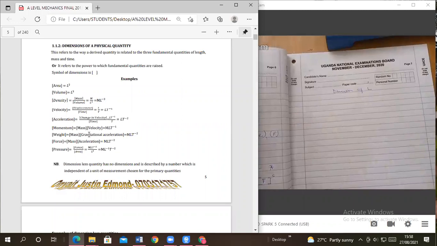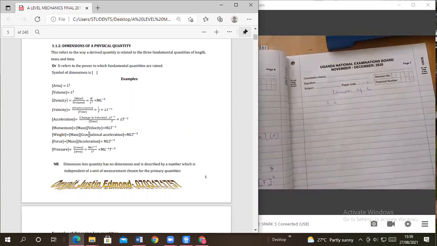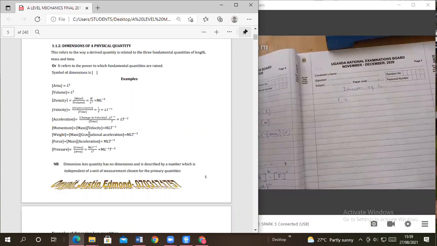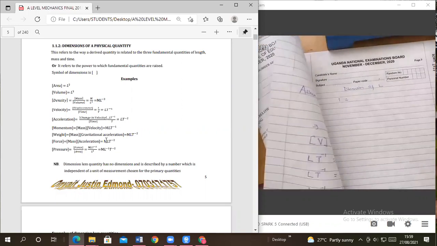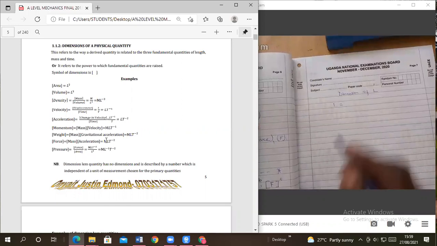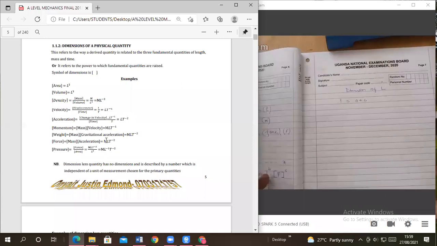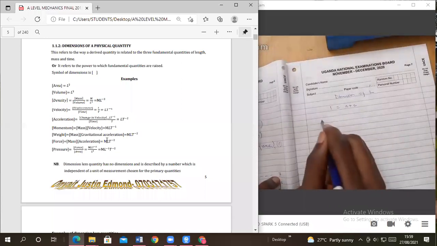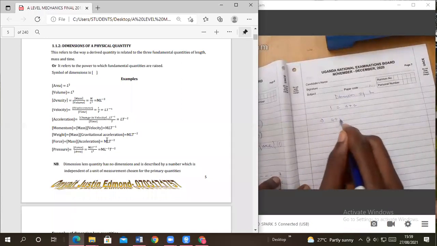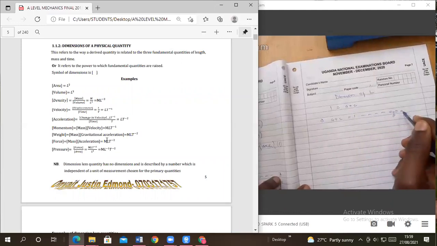In dimension of L, what shall we have? We shall have 1, because here it is to the power 1, which is 1a plus c. So it implies that a plus c is equal to 1. So this one becomes our equation number 2.